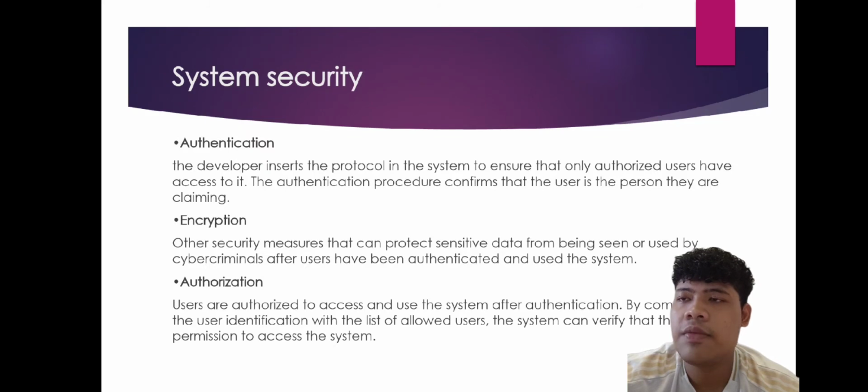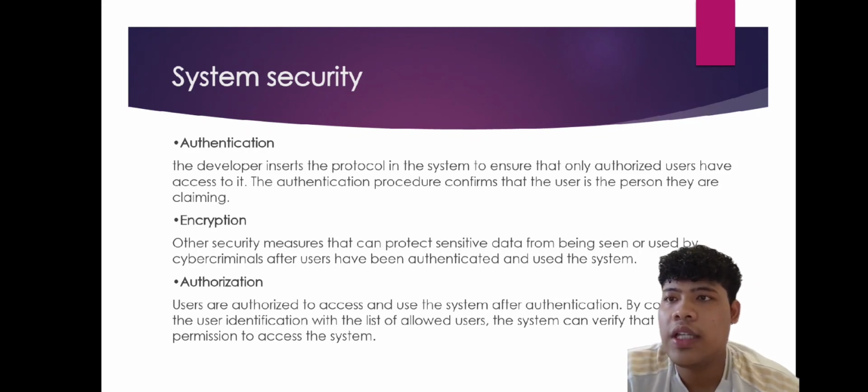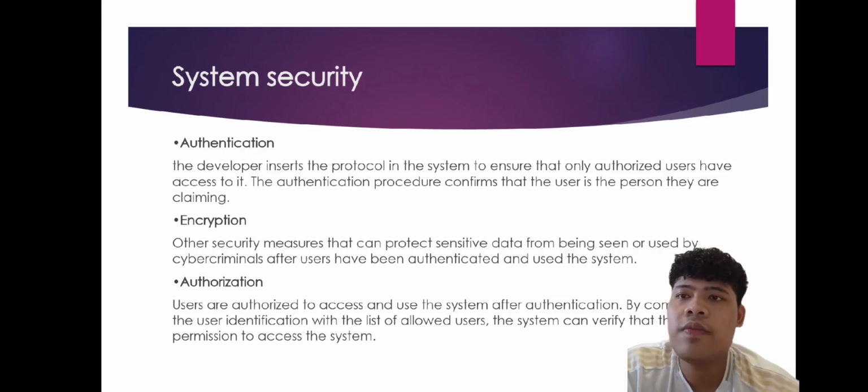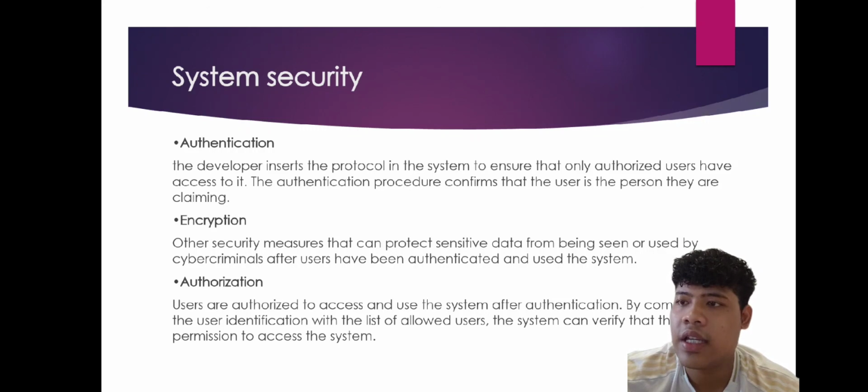Next, system security. First, authentication. The developer inserts the protocol in the system to ensure that only authorized users have access to it. The authentication procedure confirms that the user is the person they are claiming to be. Next, encryption. Encryption is the security measure that can protect sensitive data from being seen or used by cyber criminals after users have been authenticated and use the system.